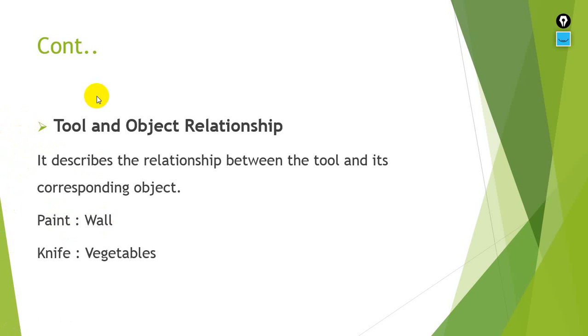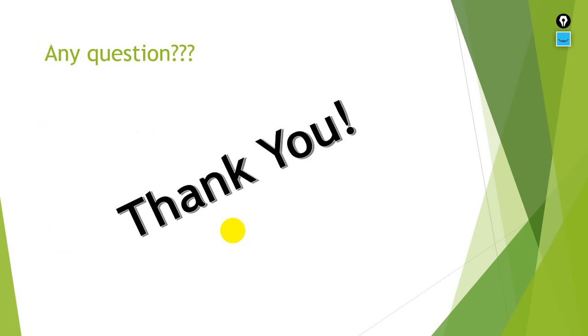Paint is used to paint a wall. A knife is used to cut the vegetables. Okay, so the same analogy you should use and then send it to me. So this is your assignment. And now this was your last topic for the analogy and for the logic.